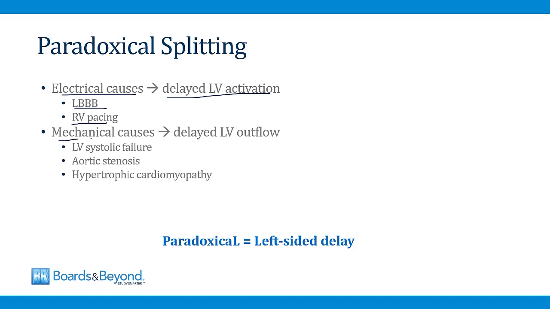There are also mechanical causes of delayed closure of the aortic valve. All of these are things that delay the left ventricular outflow, and therefore it takes longer for blood to get out of the left ventricle and longer for the aortic valve to close. So these can be things like left ventricular systolic failure, aortic stenosis, or hypertrophic cardiomyopathy. And the way to remember this is that paradoxical ends in L, and that L is for some left-sided delay in blood flowing out of the heart and closure of the aortic valve.